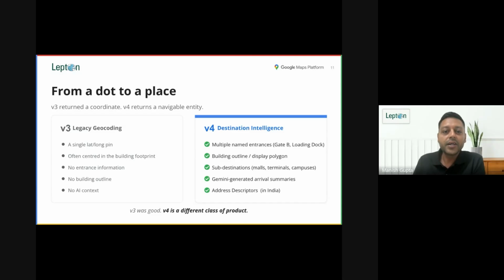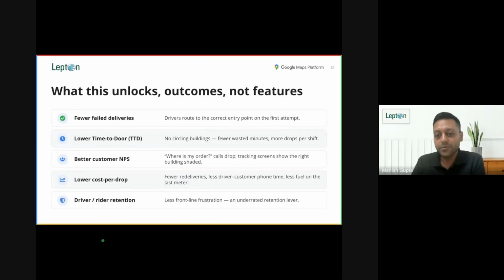And it also gives you AI generated arrival summaries as well. Short hints the driver actually reads. And in India, address descriptors with landmarks, as Vinay said, are very important. People usually want to relate it to nearby addresses, nearby landmarks. So this is what has changed in V4 so far.